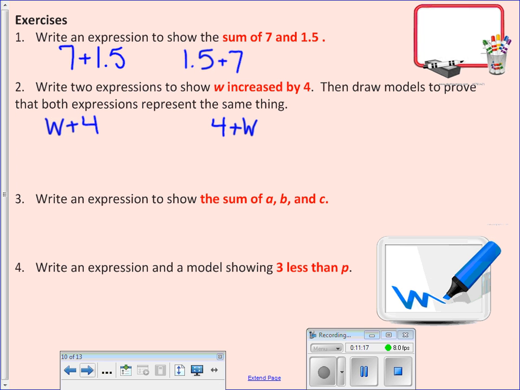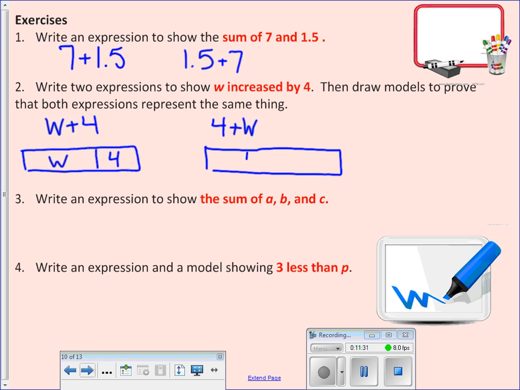So here I have my bar. So that's W and that's 4. I don't know which number is bigger. I just made the W bigger. So on this one, 4 plus W. Notice both of my models used 4 as the smaller one. And both used W as the larger one. Both models should be the same size because they're representing the same quantity.